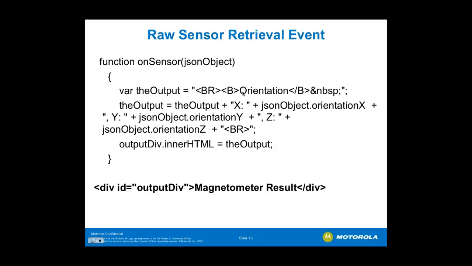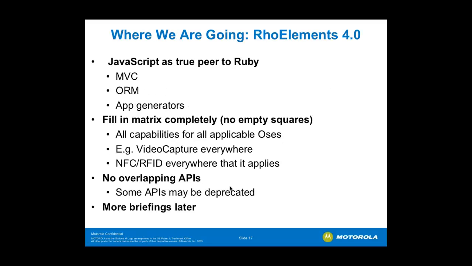So you want to do things like bolded text. I'm building up the output string here, and I'm just showing the X, Y, and Z orientation of the device. And then I just send it to my output div, which initially has some contents. This is more for you to read. You can see in the actual app, you may not want to have an initial value there. You may want to just leave that blank till you put something in.